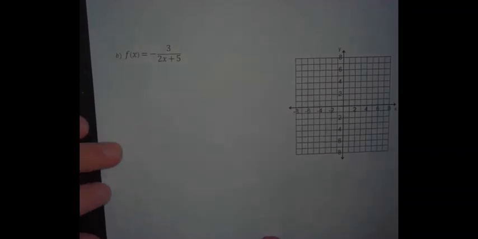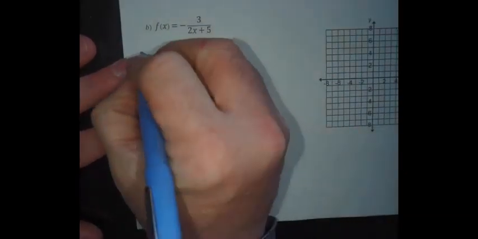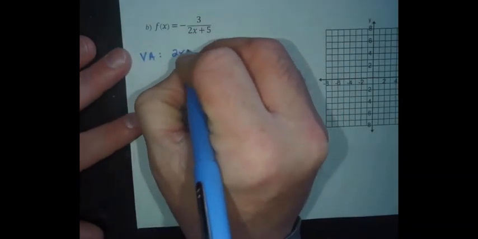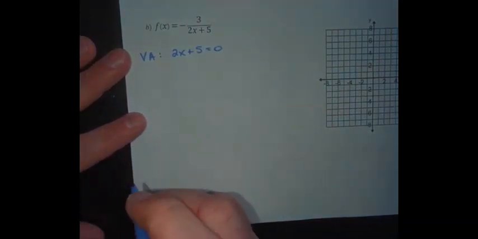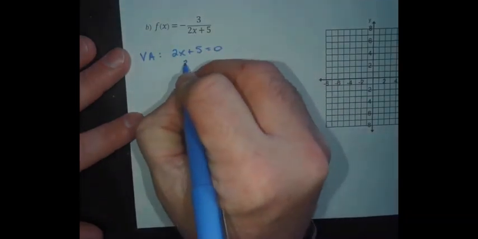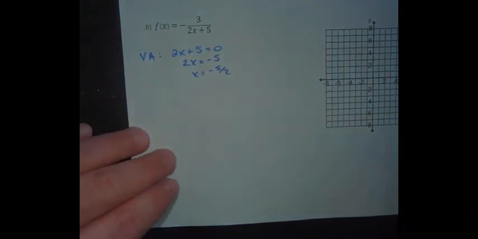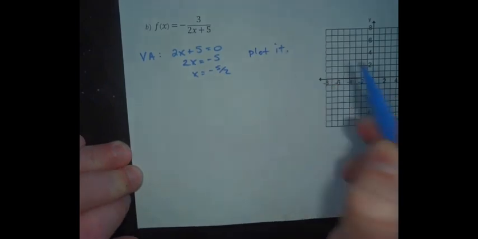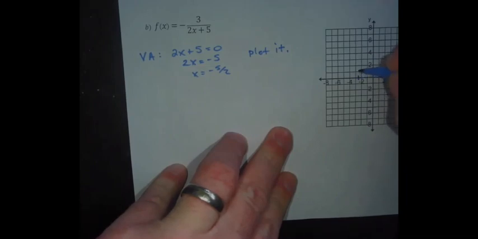All right, second example, I've got f of x equals negative 3 over 2x plus 5. A little bit different, but the same thing happens. The vertical asymptote is where the denominator equals 0, just like we were finding the zeros from before. These are asymptotes. All right, and then you want to plot it. Negative 5 halves, which is negative 2.5. It's about there.